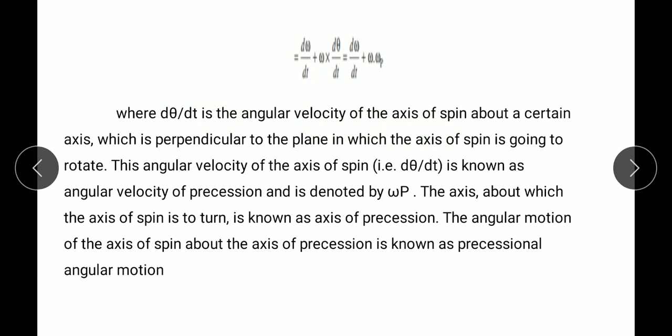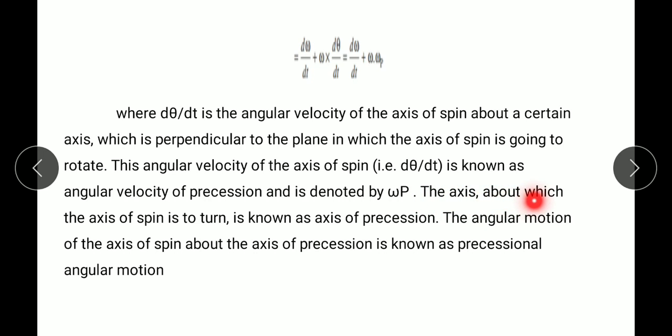Okay, dθ/dt is the angular velocity of the axis of spin about a certain axis which is perpendicular to the plane in which the axis of spin is going to rotate. So dθ/dt is known as the angular velocity of the precession and it is denoted by ωp. Okay, ωp equal to dθ/dt. Always you can remember these terms.